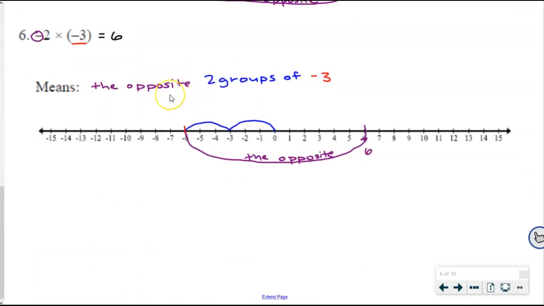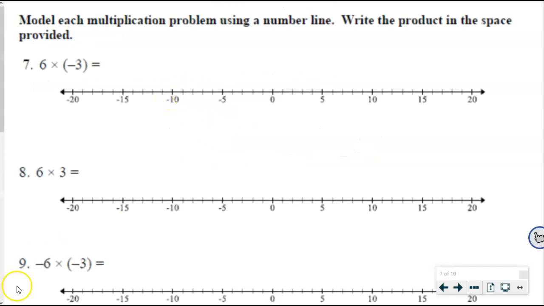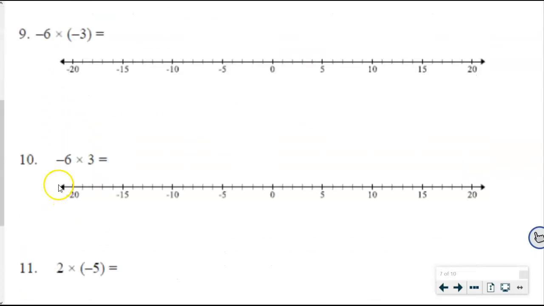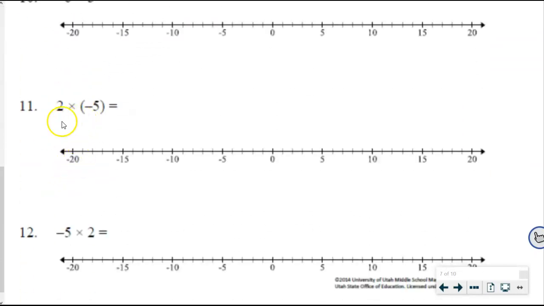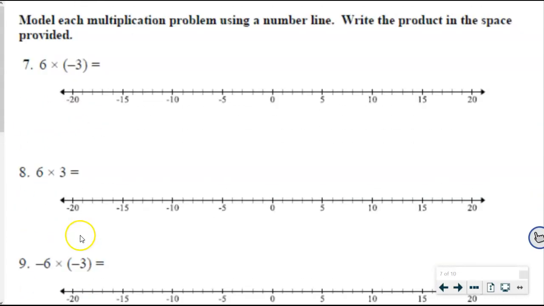Okay, let's practice this some more. Next set of problems. This next set of problems, again, we've got very similar: 6 times -3, 6 times 3, -6 times -3, -6 times 3, and then randomly 2 times -5 and -5 times 2. This time, it's not saying you need to write down what it means. However, it's always worth taking the time to at least mentally check, what does this mean?